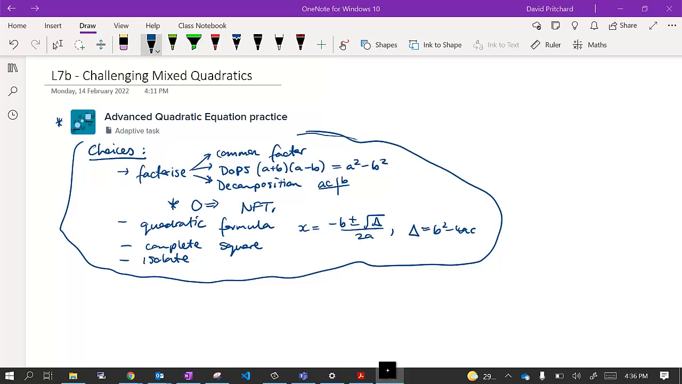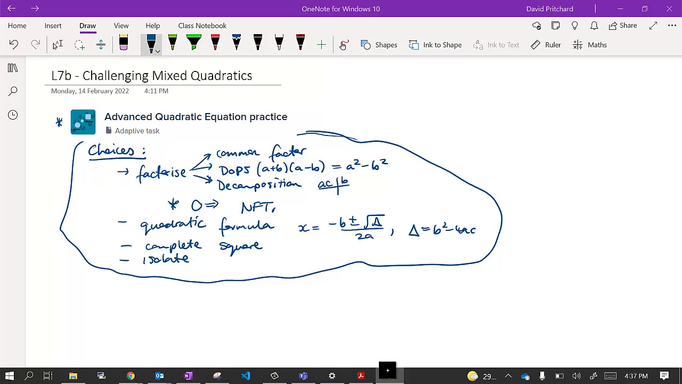Okay, in this lesson we're looking at challenge in mixed quadratics, and that is the advanced examples relating to solving quadratics. So I've set two lessons. One is simple approaches, and that's in that lesson 7a. So we're looking at applying null factor theorem, looking at factorizing quadratic trinomials, looking at solving in these scenarios. Here, the idea is the same, except there may be more complexity in the process to solve.